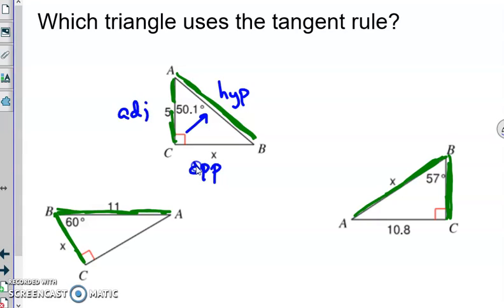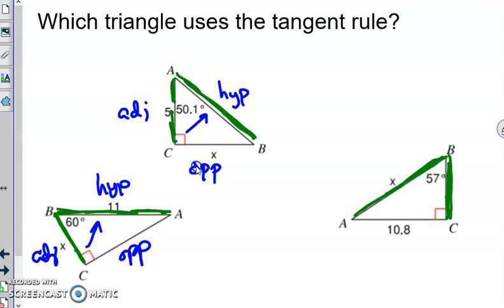So I'm going to use this abbreviation for opposite, hypotenuse, and adjacent. If you want to use H, O, and A, that's fine. For the bottom left triangle, the side that's not marked is the opposite side. The side opposite of the right angle is the hypotenuse, and then the third side is the adjacent side.